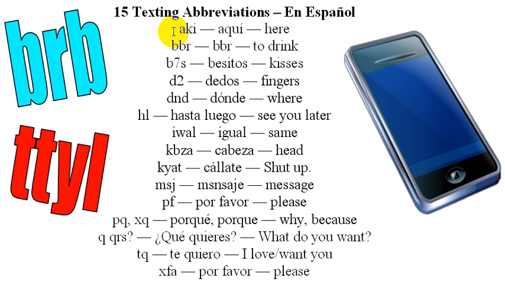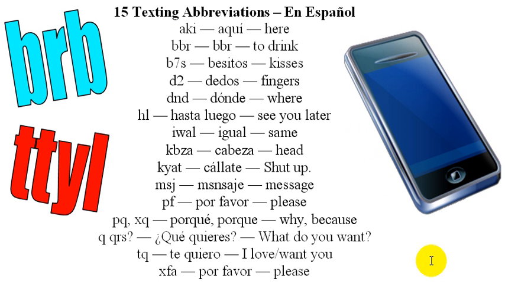So the first one here we have is aquí. Aquí means here, and you'll find that the letter K is used a lot in abbreviations for Spanish texting for the K sound, like QUE, that kind of a K. The next one is BBR, and it's short for beber. The next one, B7S, is short for besitos, which means kisses.